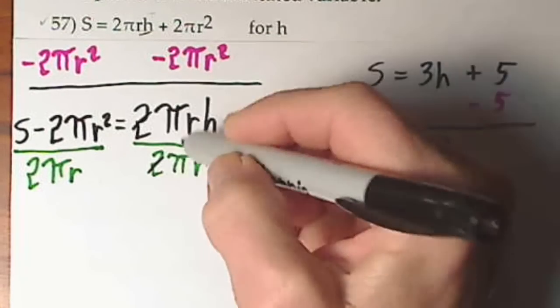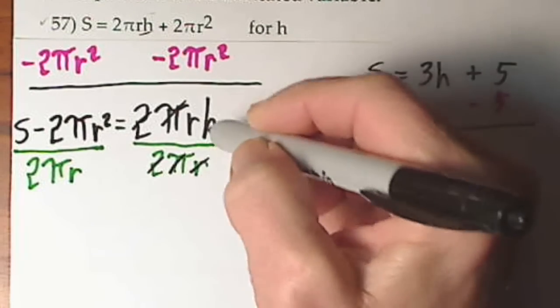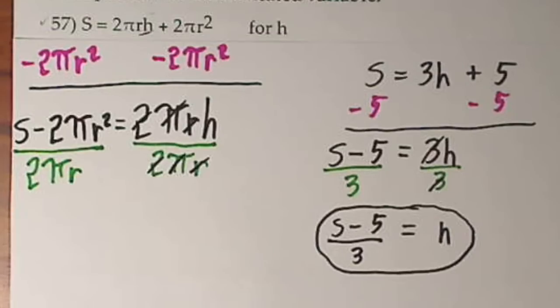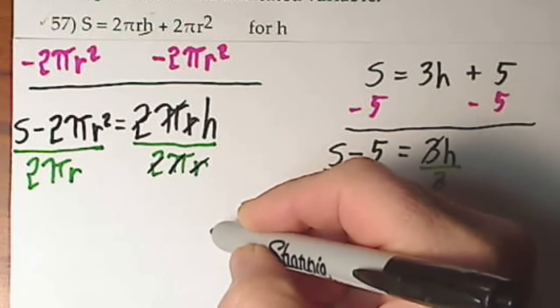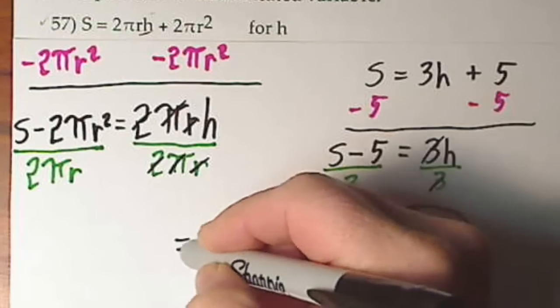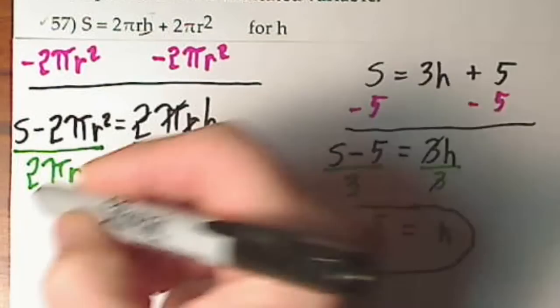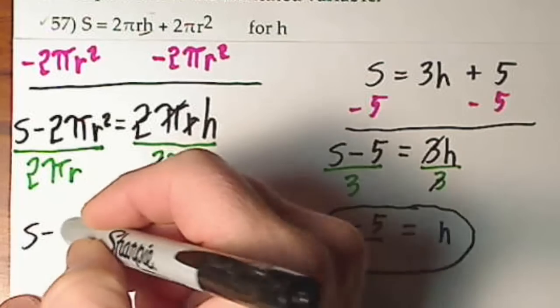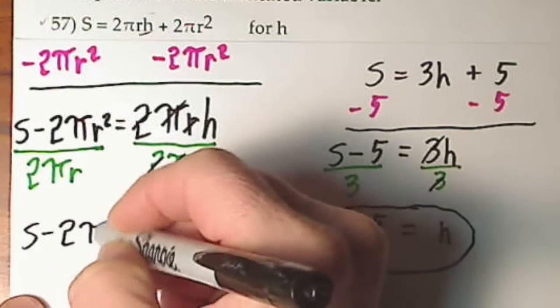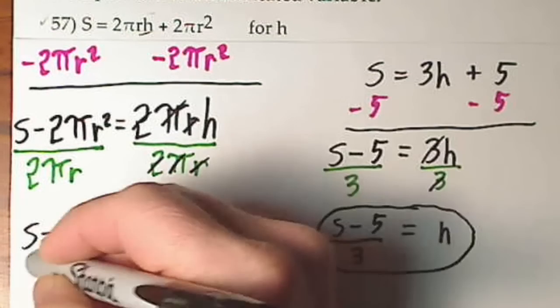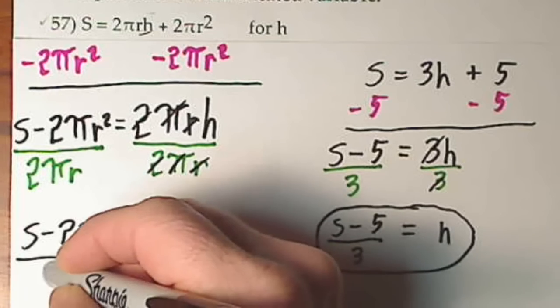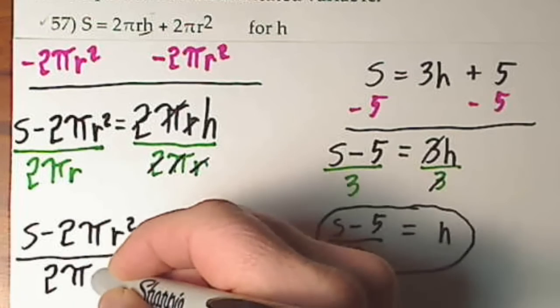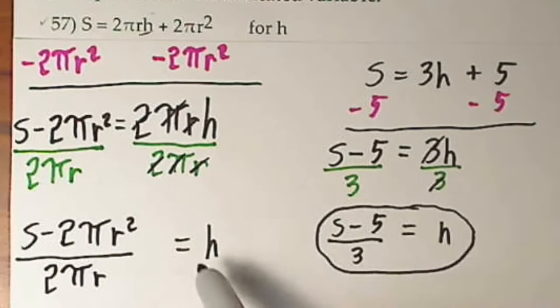Two goes into 2 once, pi goes into pi once, r goes into r once, h is all by itself. So you end up with h is equal to all of this. S minus 2 pi r squared all over 2 pi r. This is your answer.